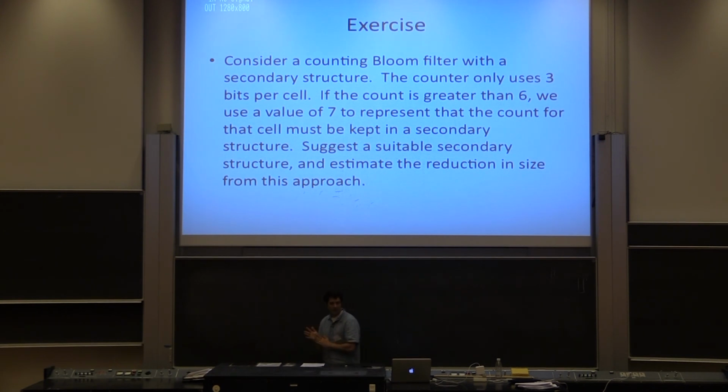One was this idea that for the counting Bloom filter, recall that I said that if you had overflow, you could use one of the values to represent that you've reached your limit, and then use some sort of secondary structure, which should hopefully be smaller, to deal with those rare cases. So if you want to try and design a slightly more efficient counting Bloom filter using fewer bits per element, that would be a good exercise.